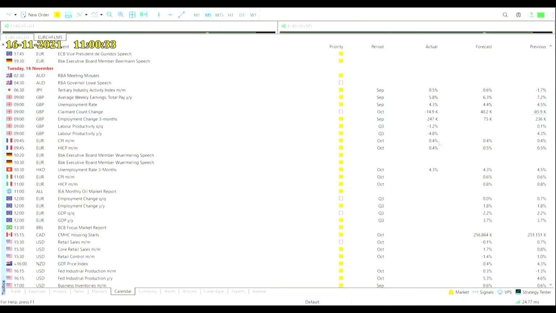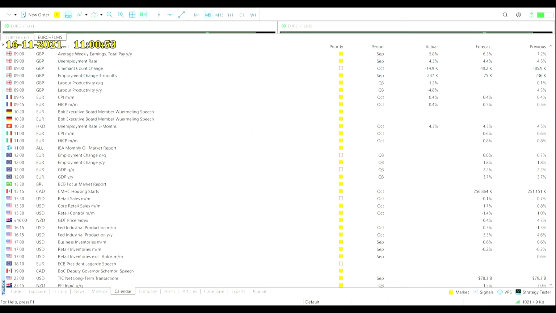Not the best, but not terrible. Certainly not as bad as some other places that we've seen. Still 0.4, a touch high. Then 11 o'clock, well, just a minute ago, we should get this CPI data month on month from Italy feed through. They've got a forecast of 0.6% against the previous of 0.6% as well.